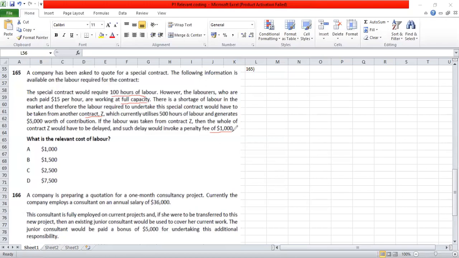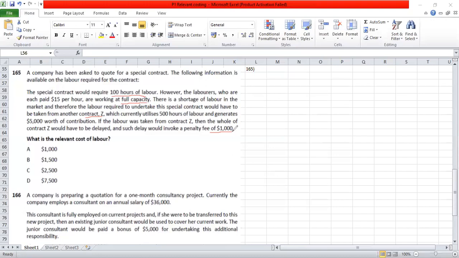If they completely divert it and do not take up this contract, or if it is multiple products and one product is stopped, the contribution will be foregone. That foregone contribution is an opportunity cost, so it also should be recovered from the special order. To accommodate this special order, they want to make so many changes.